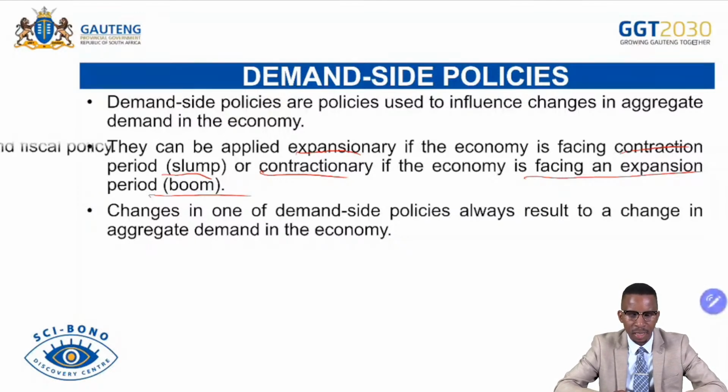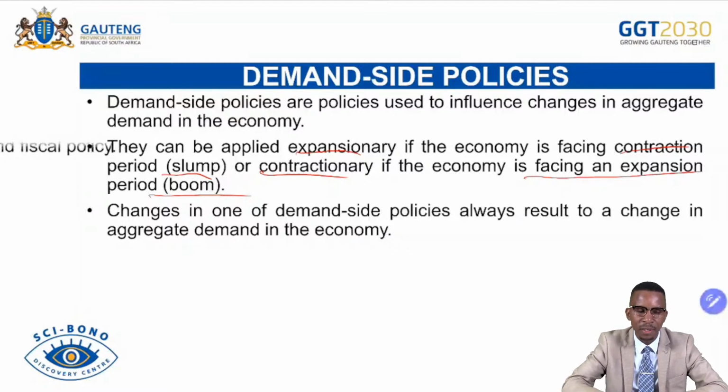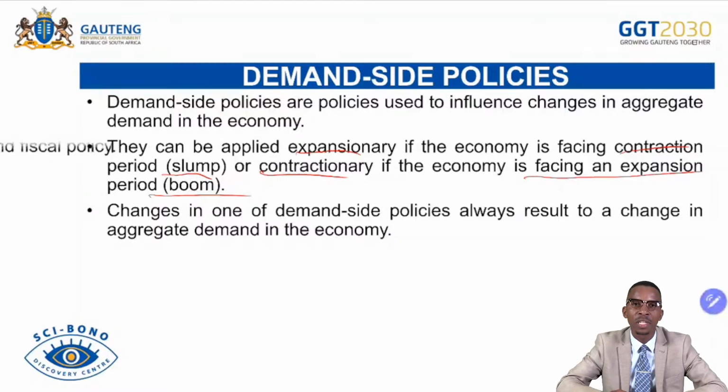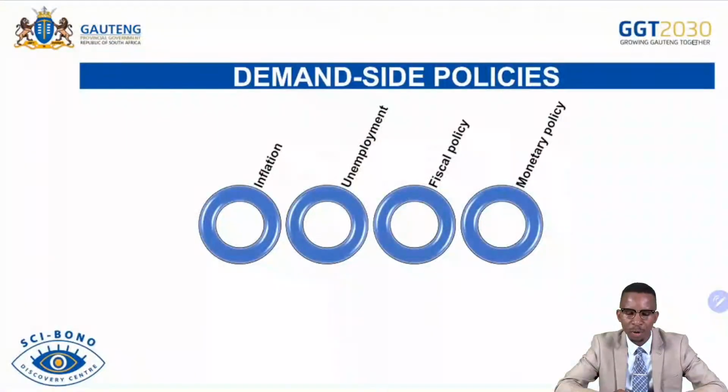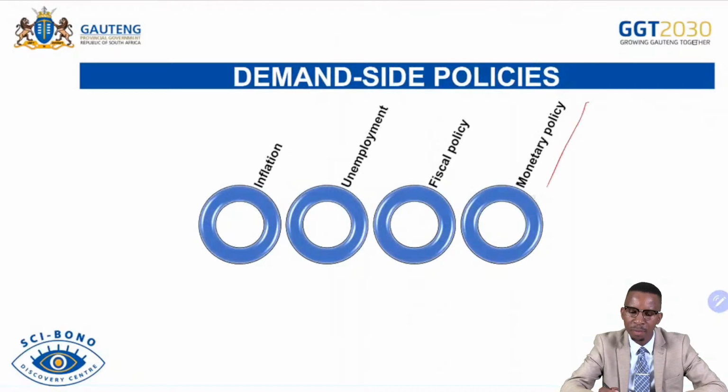The demand side policies include inflation, unemployment, monetary policy, and the fiscal policy. These are the parts of the demand side policies. Then we continue. These are the components, like I've mentioned. We have inflation, unemployment, fiscal policy, and the monetary policy. Remember, these two can be implemented either expansionary or contractionary.